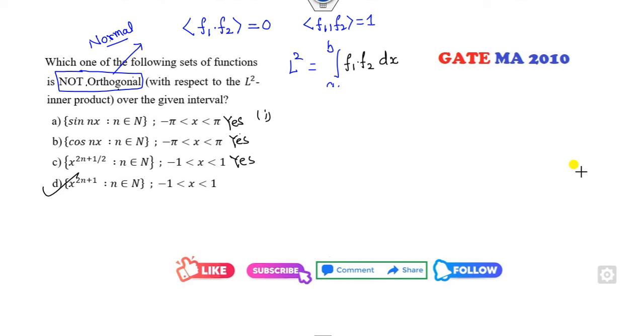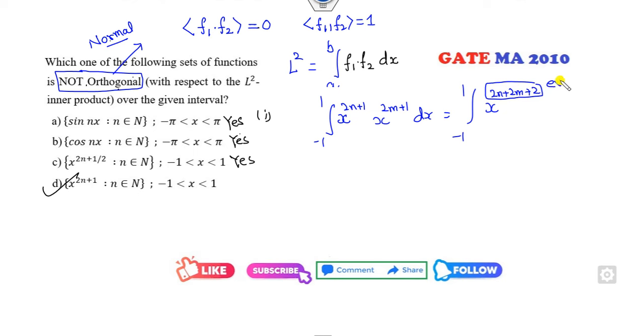But I can verify whether this integration is 0 or not. Again it's from minus 1 to 1, x raised to power 2n plus 1, x raised to power 2m plus 1. If I solve this, it is x raised to power 2n plus 2m plus 2, so clearly this is even. Once this is even, the integration will not be 0. It is non-zero, which means it is not orthogonal. So the right answer is D.